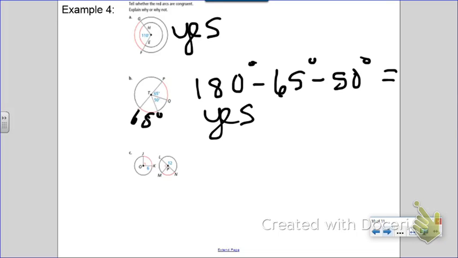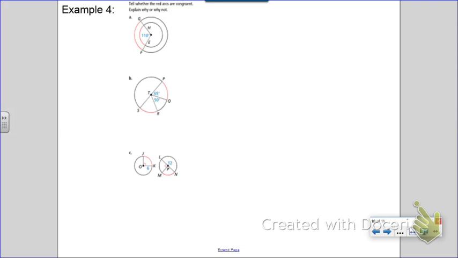And then the last one, we have a 90-degree angle. So this is 90, same as the angle. If this is 90, the one next to it we know is also 90, so this is also 90. So that's also a yes. That's it for our lesson today.